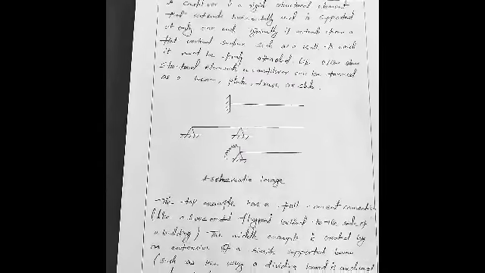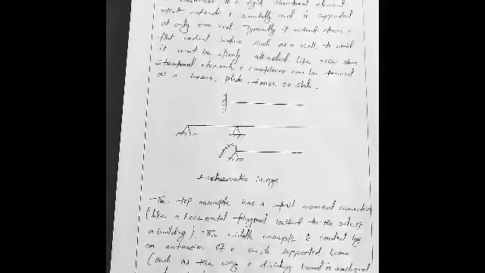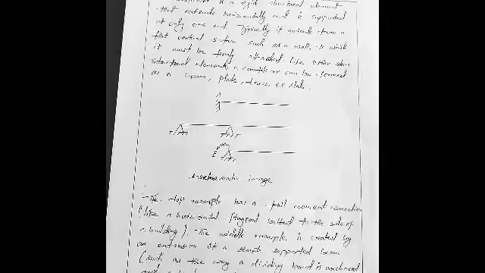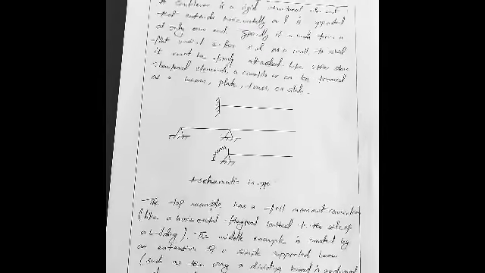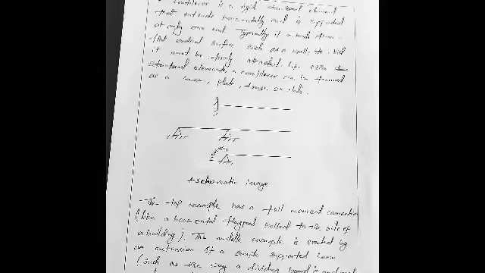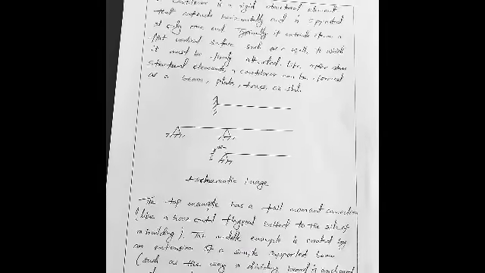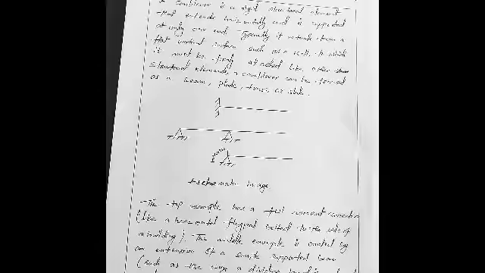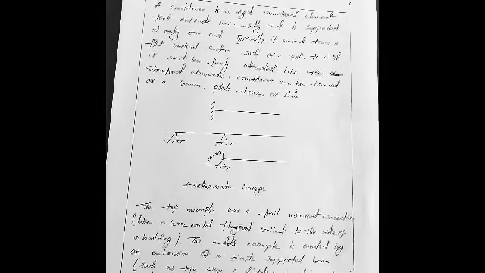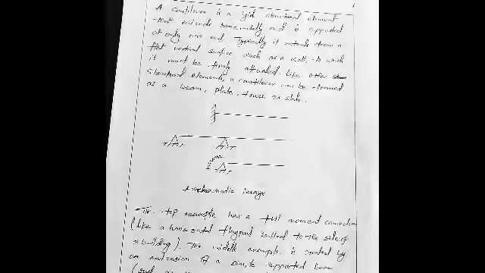A cantilever is a rigid structural element that extends horizontally and is supported at only one end. Typically, it extends from a flat vertical surface such as a wall to which it must be firmly attached. Like other structural elements, a cantilever can be formed as a beam, plate, truss or slab.